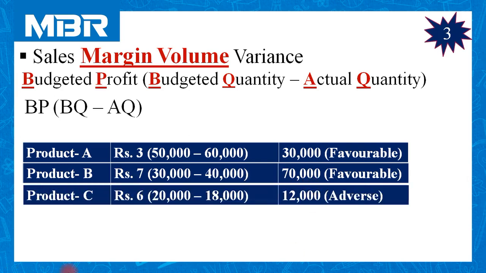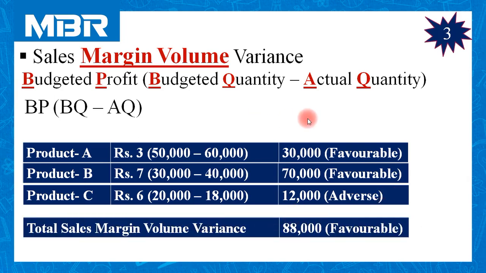For product C, it is opposite, because as compared to budgeted sales units, actual sales units are less. So when we are selling fewer units than expectations, the situation is negative or adverse. So in case of product C, the company is facing a loss of rupees 12,000. So it is adverse. And total sales margin volume variance is rupees 88,000 favorable.